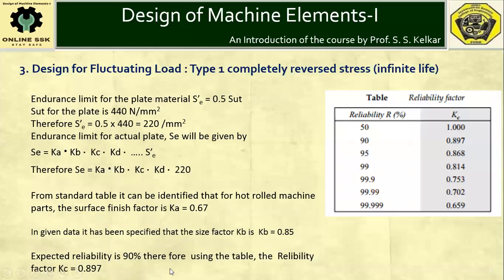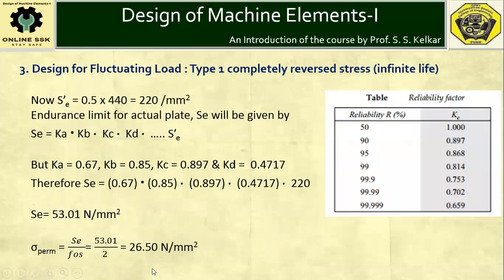0.4717. Now we have with us the values of Ka, Kb, Kc, Kd: Ka 0.67, Kb 0.85, Kc 0.897, Kd right now calculated as 0.4717. So using these values, and the value of Se dash as 220, we can calculate Se, that is the endurance limit for the plate. And in this particular case, this Se happens to be equal to 53.01 Newton per millimeter square.